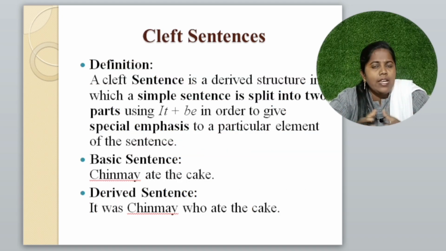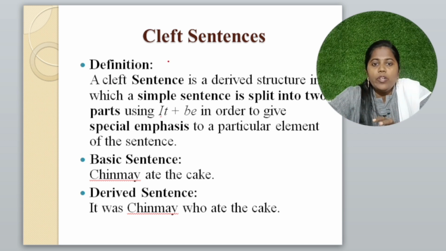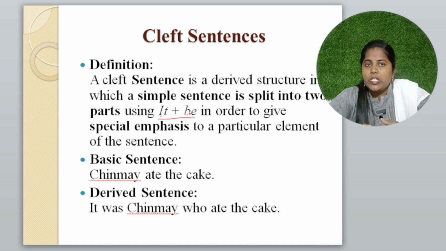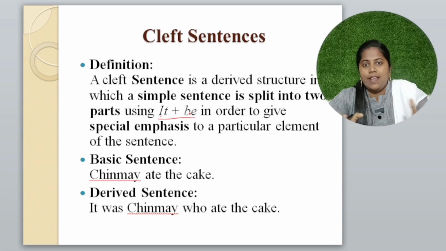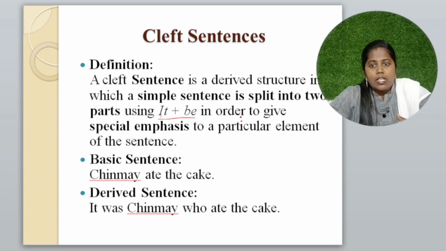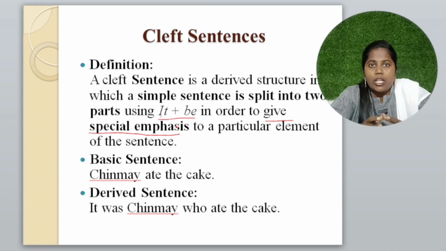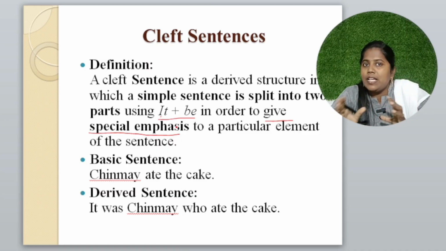This is also a very easy procedure actually. Cleft means we split that sentence into two parts. But while splitting this, we use it plus to be. To be means forms of to be, like am, is, are, was, were, shall be, will be, like this. But why are we doing this? To give emphasis on a special element. Means if I want to focus on that particular element, then I will use it plus to be.